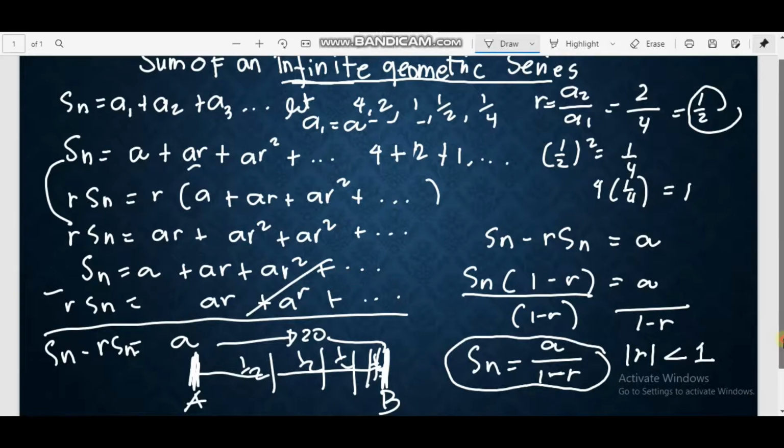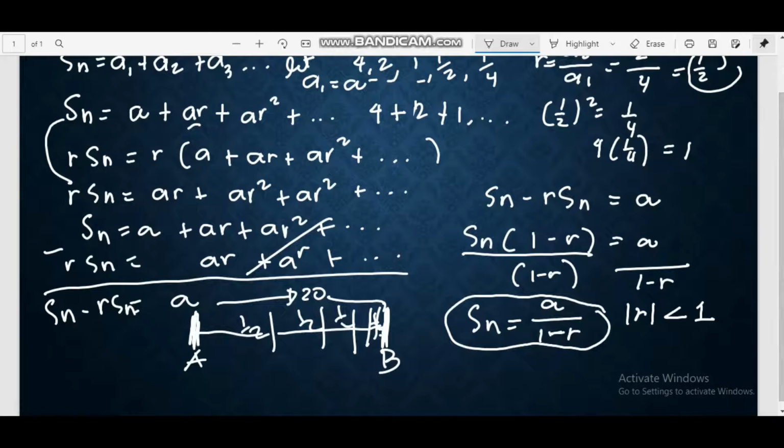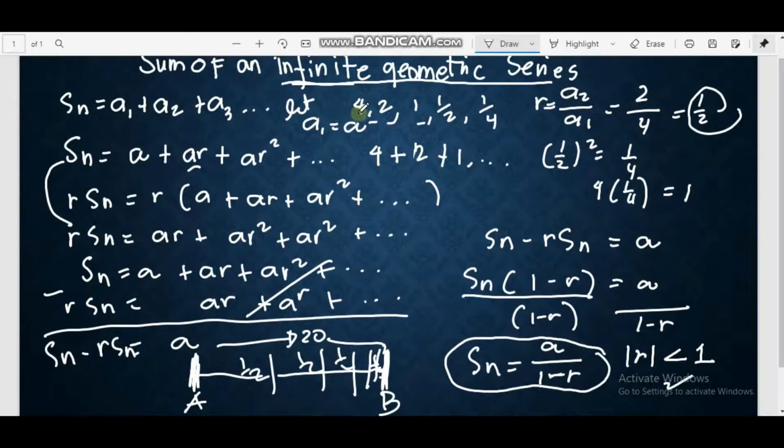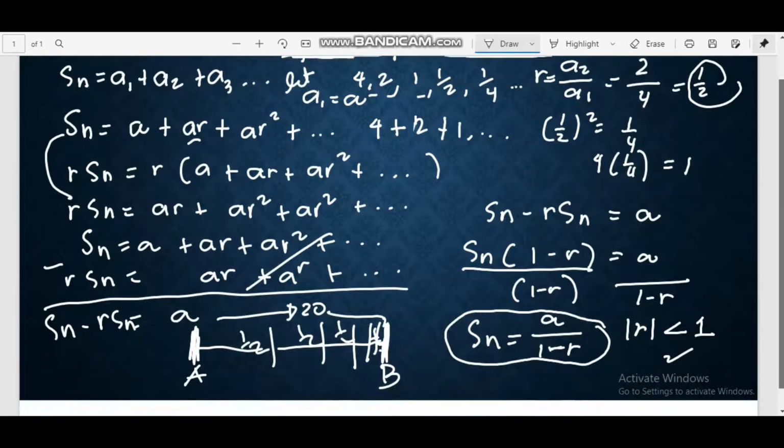Okay, so going down, the absolute value of r is less than 1. If it is less than 1, then it has a sum. An example is this one. Our ratio is 1/2, and 1/2 is less than 1. So this infinite geometric series 4, 2, 1, 1/2, 1/4, and so on has a sum.